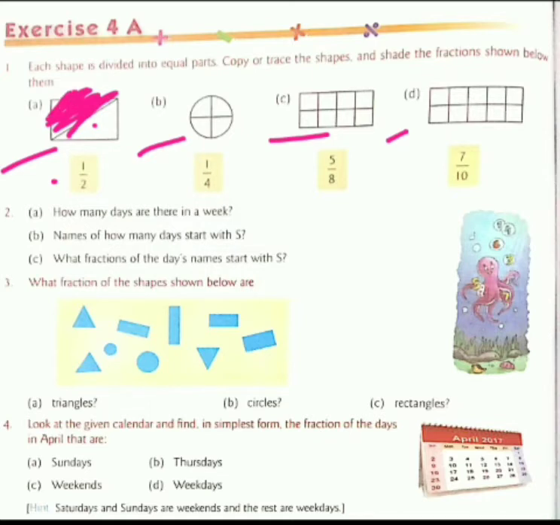Okay. Then 1 by 4. That means out of 4 parts, 1 part only you have to set. That means like this. Okay. Only 1 part you have to set. And 5 by 8. Here you can see how many parts are there. 1, 2, 3, 4, 5, 6, 7 and 8. 8 parts are there. You have to set 5 parts. That means any 5 parts you have to set. 1, 2, 3, 4. This one is 5. Okay. So 3 more are left. Out of 8 parts we have set 5 parts.